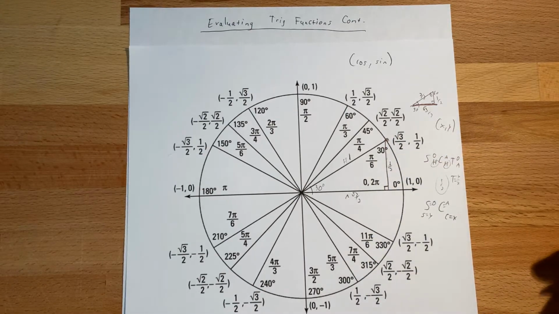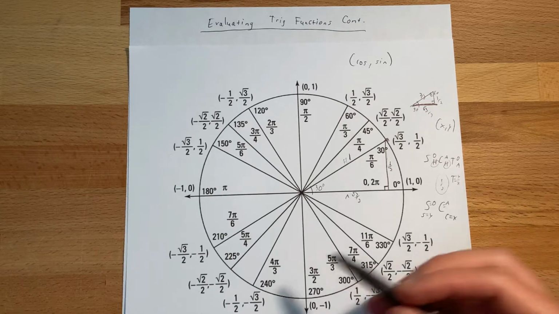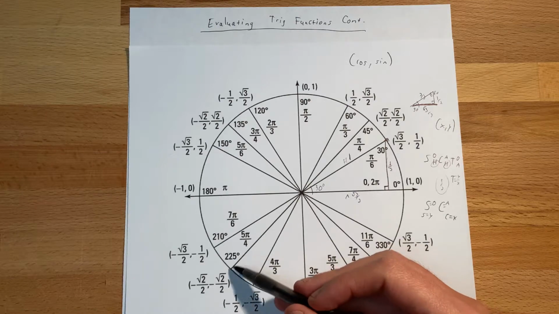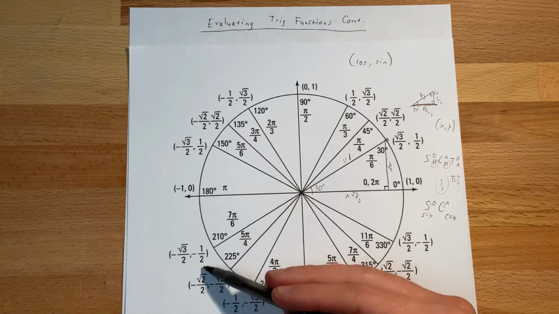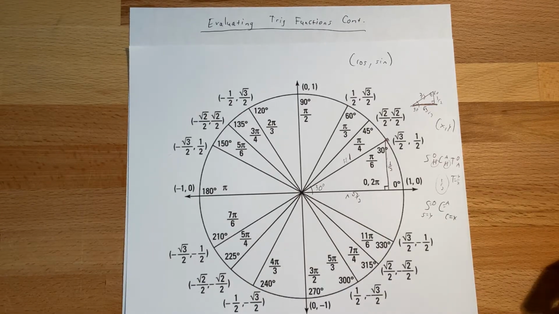Test number 2 to see if you're ready for this video. Can you tell me what the cosine of 225 degrees is? What is the cosine of 225 degrees? Cosine is the x value, so that is the x value, and that is the answer. All right, now if you're good and ready, let's get on to the cool stuff.